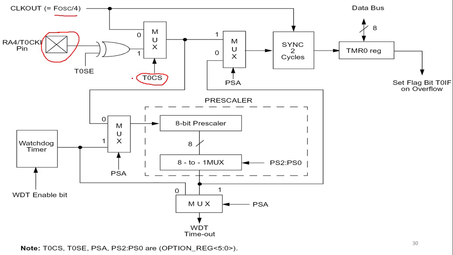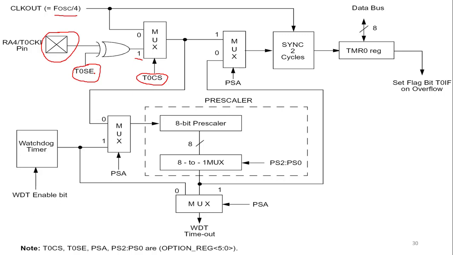This bit is available in the OPTION register, which is one of the SFRs used for configuring timer 0. Depending on the value of this bit, the clock will be selected. If the value is 0, then the internal clock will be selected, and if the value is 1, then the external clock will be selected. Now there is another bit, that is T0SE, that is timer 0 source edge.